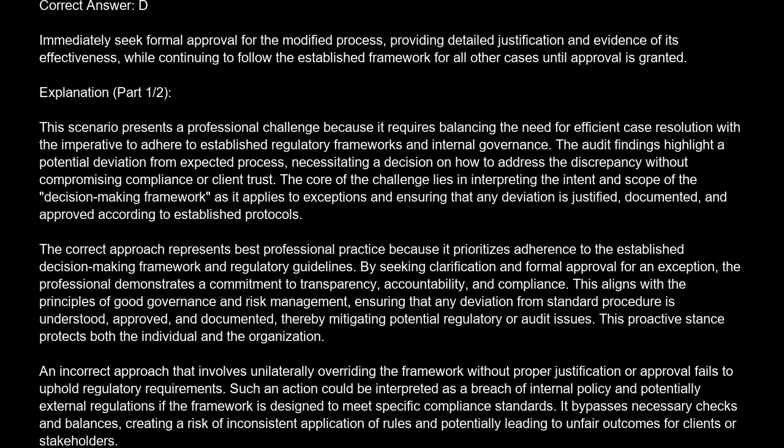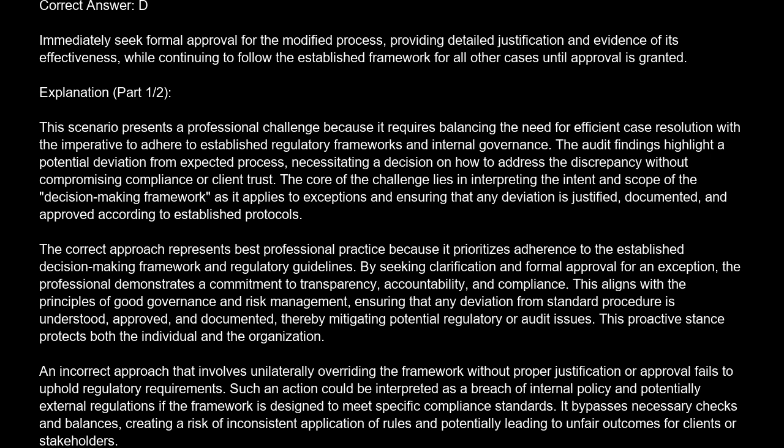The correct answer is D. Immediately seek formal approval for the modified process, providing detailed justification and evidence of its effectiveness, while continuing to follow the established framework for all other cases until approval is granted.